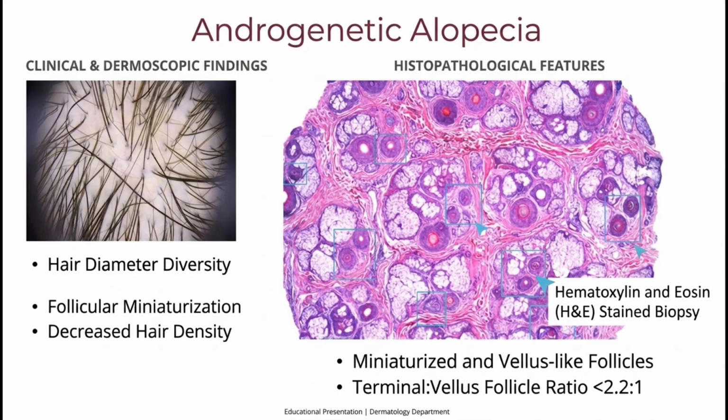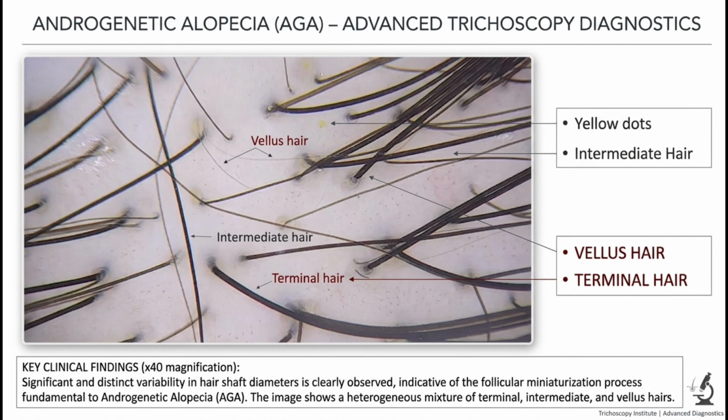In androgenetic alopecia, which is the most common condition in the hair clinic, the main feature is hair shaft variability. There is follicular miniaturization. The terminal to vellus ratio is less than 2:1 because we have a predominance of vellus or thin hair. And you can see here that there is clear hair shaft variability on the microscopy. We have yellow dots; we can have that in androgenetic alopecia as well. This is not a specific feature for alopecia areata.